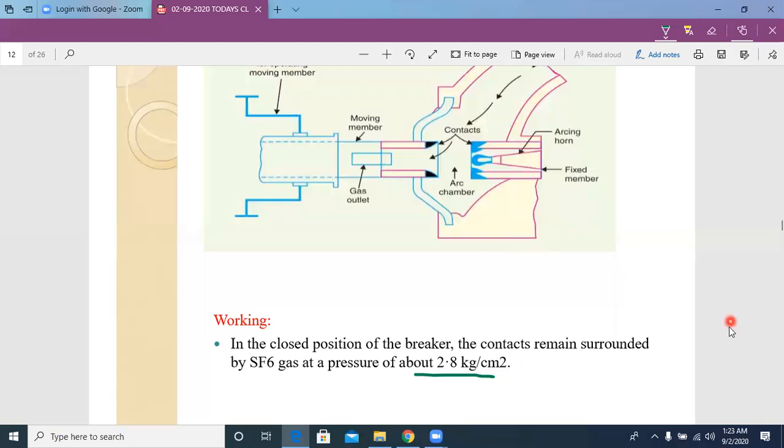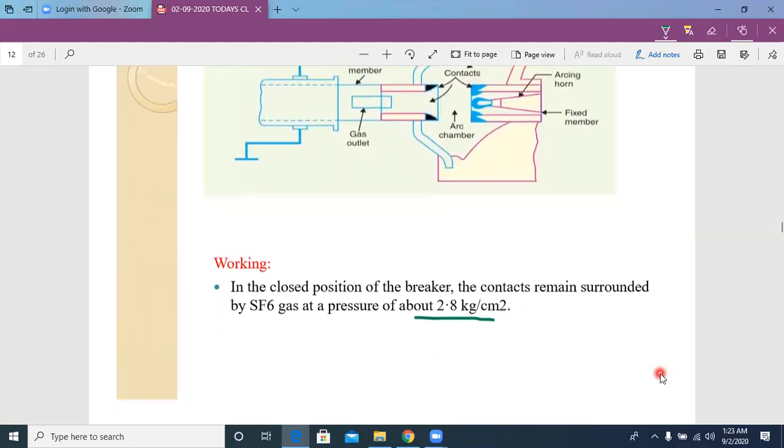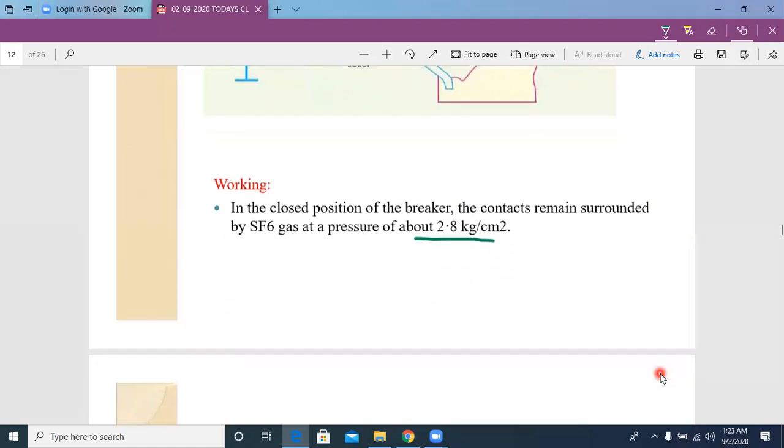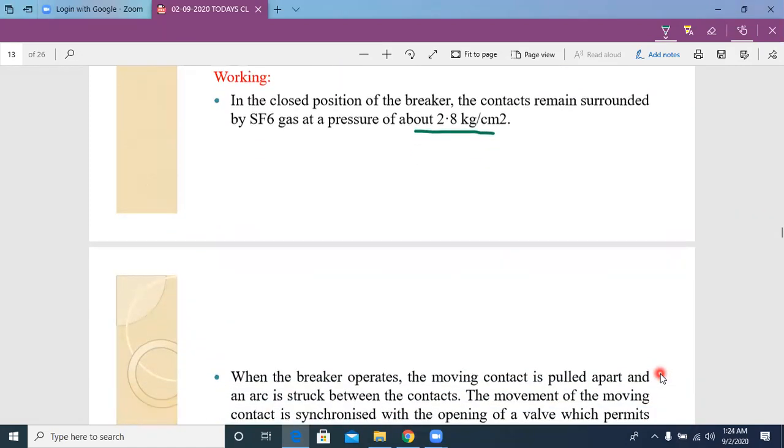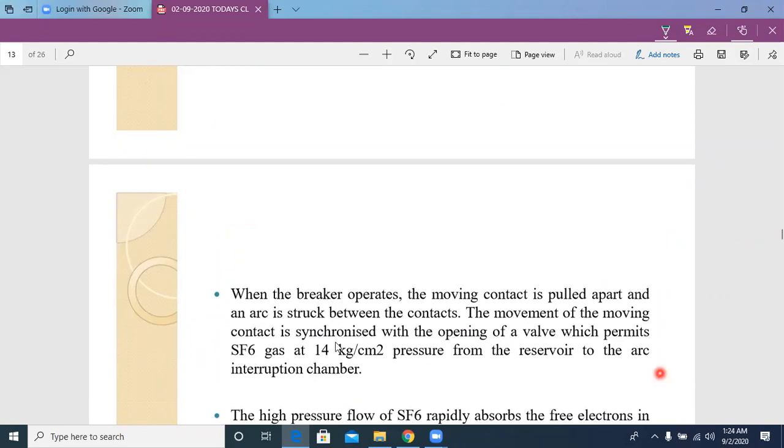Okay, now it enters into the arc chamber with a pressure of 14 kg per centimeter square. So it is important: in the reservoir the maintained pressure for SF6 is 2.8 kg per centimeter square, but when it enters into the arc chamber, the SF6 pressure is 14 kg per centimeter square. Keep it in mind.